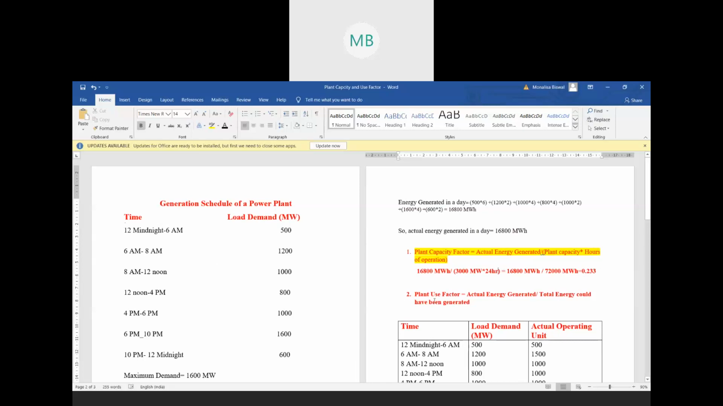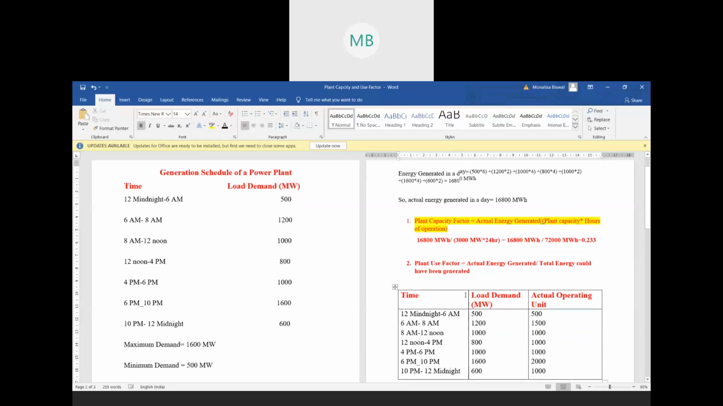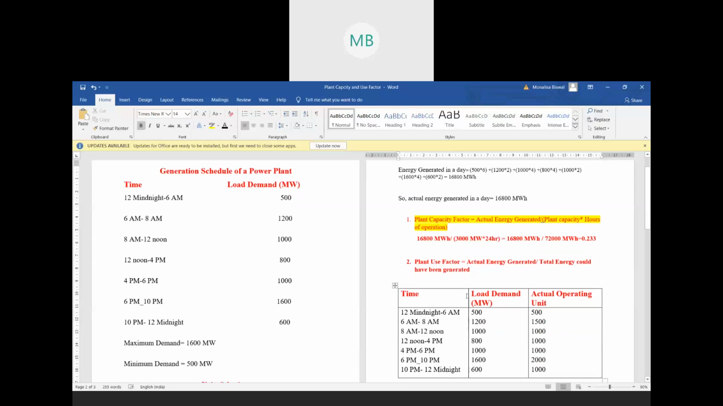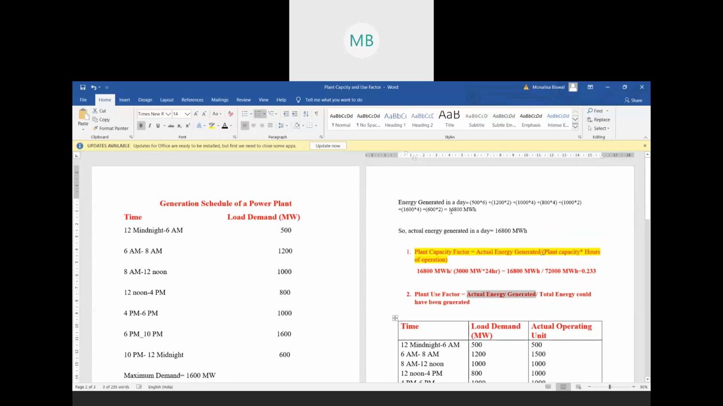How to calculate the plant use factor? Plant use factor can be calculated by the formula. It is given the same in the book, but it is totally different. Plant use factor is the actual energy generated in a day or in a particular time period divided by the total energy that could have been generated. That means for that day you are generating only 16,800 megawatt hour. But during the same time period, how much power can you generate using the same units? That is the meaning of plant use factor.